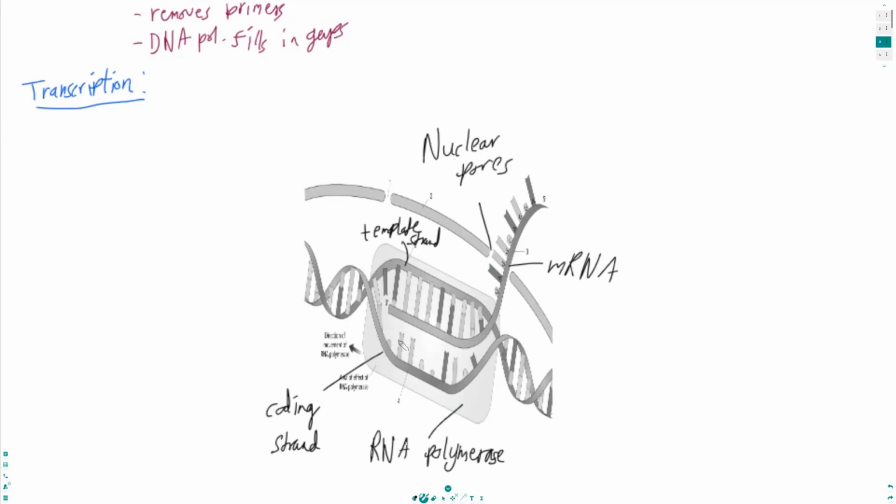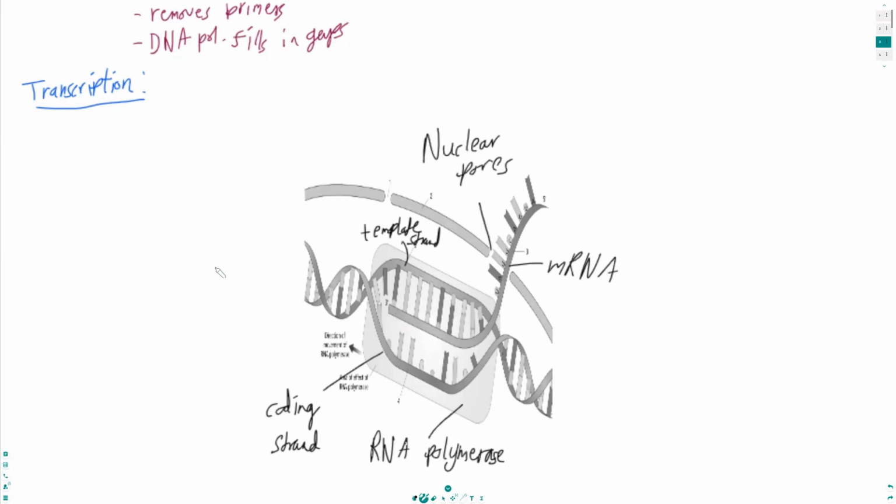So remember, this is the enzyme RNA polymerase. RNA polymerase catalyzes the formation of mRNA, catalyzes the formation of temporary hydrogen bonds between RNA nucleotides and their complementary unpaired DNA bases.